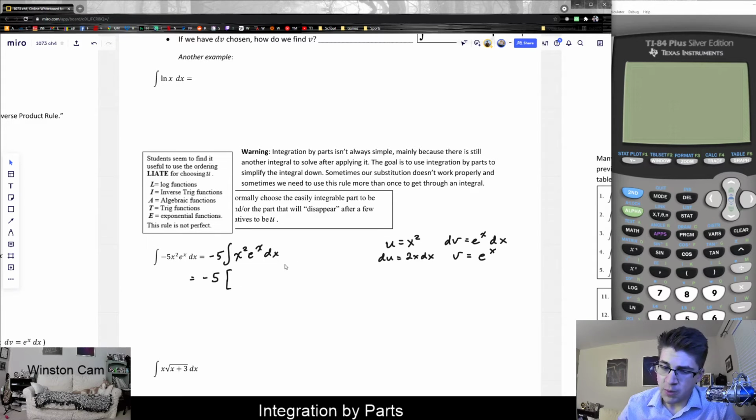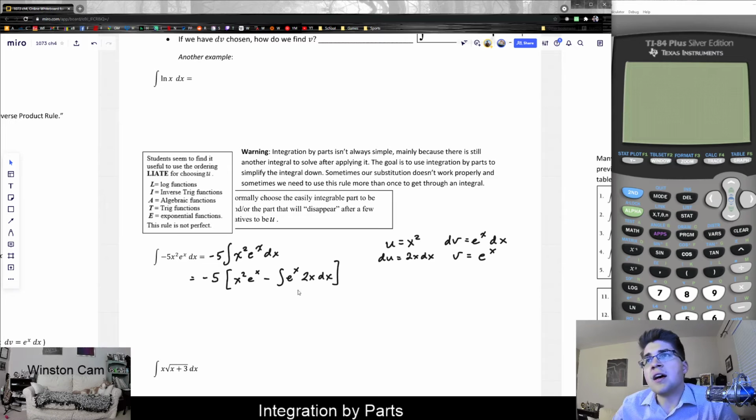So again, we'd have u times v minus integral v du. And here du would be 2x dx. What I notice about this next example is we still have x times e to the x. So this is what I was saying a minute ago: sometimes we need to use the integration by parts formula more than once. Notice that we started with x squared times e to the x, and after applying the integration by parts formula once, we end up with x e to the x, and 2 of course as well.